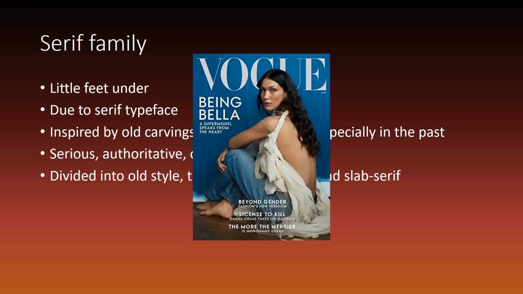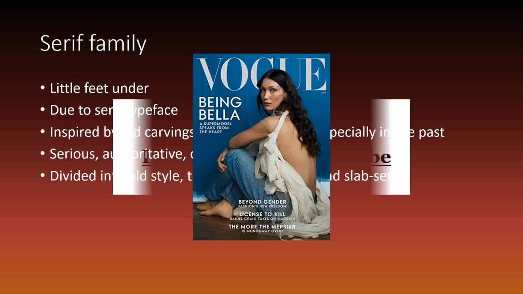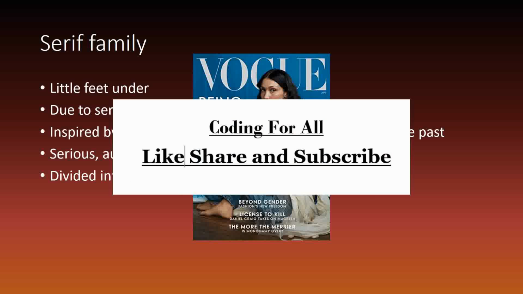Observe the distinction between thick and thin parts and how each alphabet has acquired the space. To show this more clearly, look at this example. Coding for All is written. The font is compact and so isn't acquiring more space. But as you see, like, share, and subscribe, you may observe that more space has been acquired and more distinction is observable.